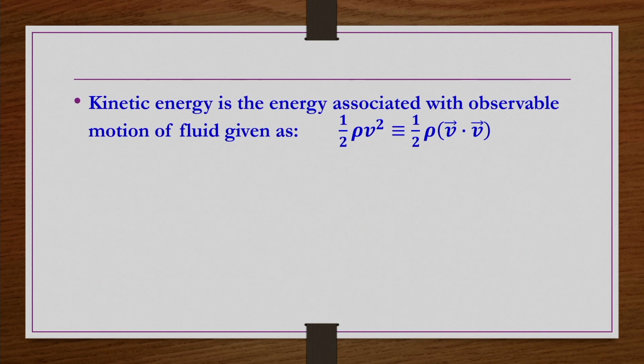So, now the definition of individual terms that we are going to see. The kinetic energy is the energy associated with the observable motion of the fluid, which is given by half rho v square, that is nothing but approximately half rho v dot v.